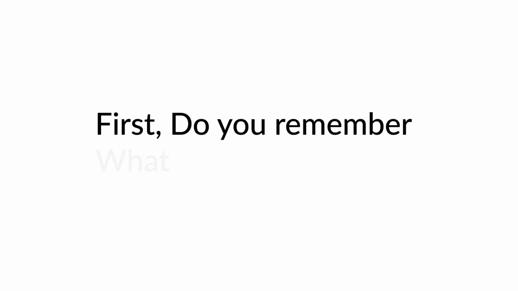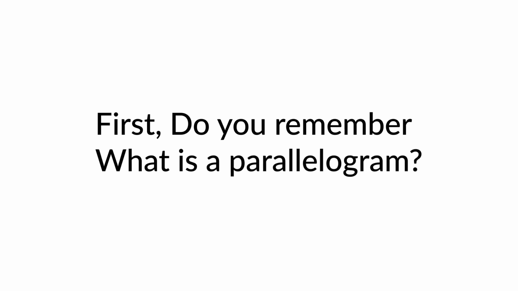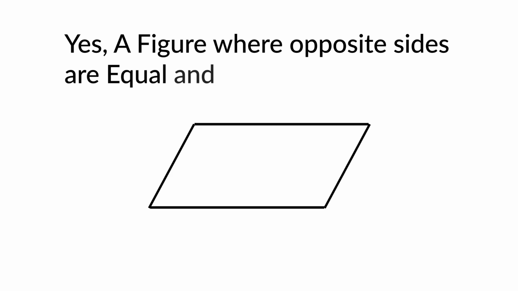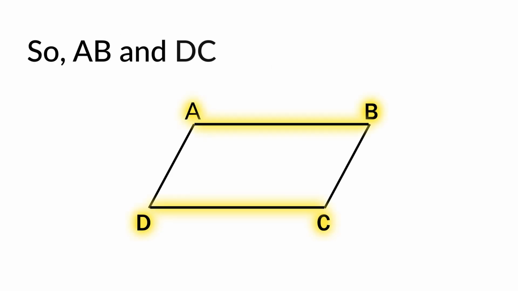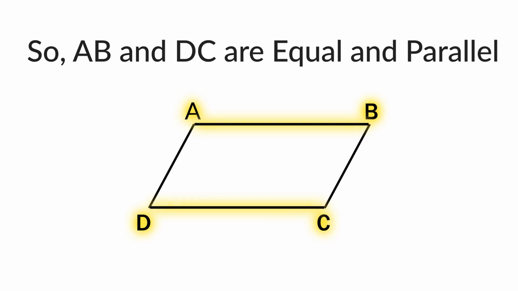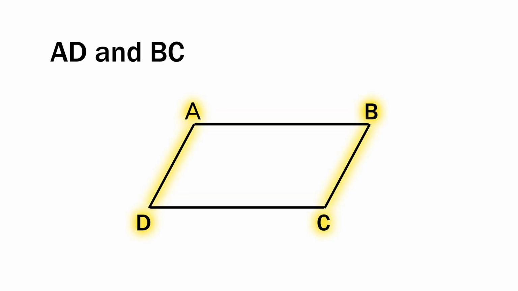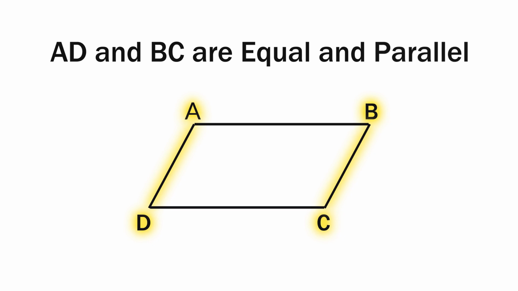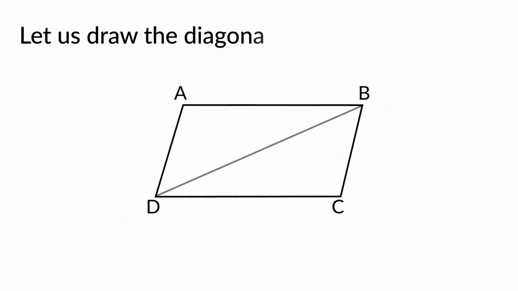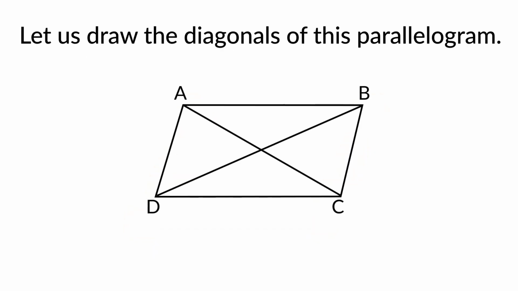First, do you remember what is a parallelogram? Yes, a figure where opposite sides are equal and parallel. So, AB and DC are equal and parallel. AD and BC are equal and parallel. Let us draw the diagonals of this parallelogram.